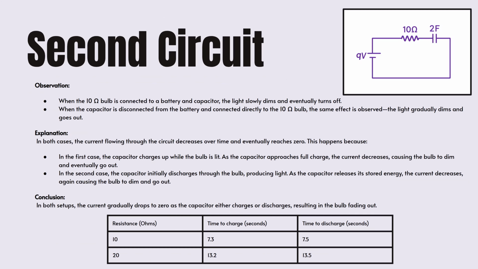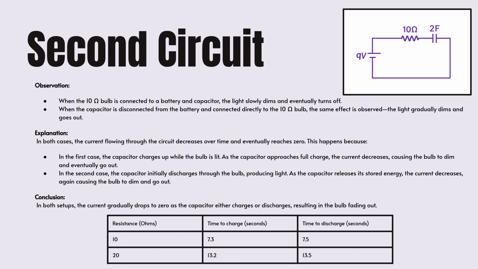For the second circuit, I found that when the 10 ohm bulb is connected to a battery and capacitor, the light slowly dims and then it turns off. And when the capacitor is disconnected from the battery and connected to the 10 ohm bulb, the same effect happens. The light gradually dims and goes out. So in both cases, the current flowing through the circuit decreases and then hits 0.